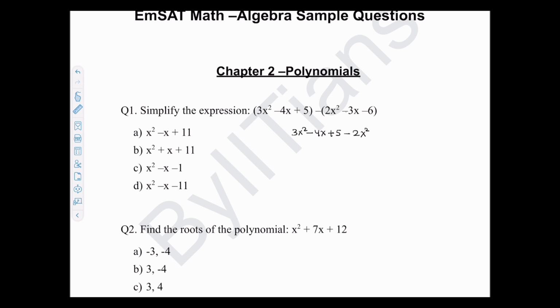Okay, then this minus multiplied with minus 3x makes it plus 3x, and similarly this minus multiplied with this minus makes it a plus 6. Now we just have to simplify. We just see the like terms and do the calculations.